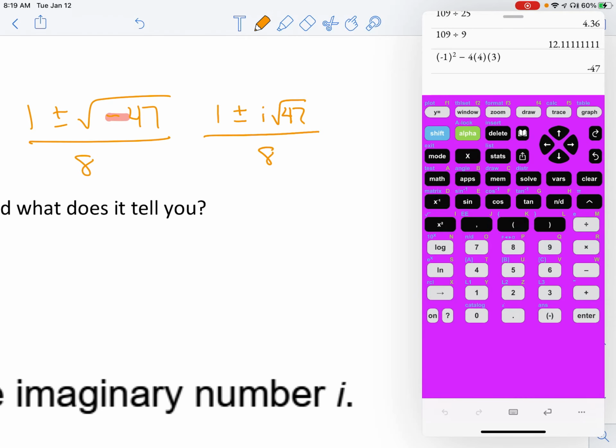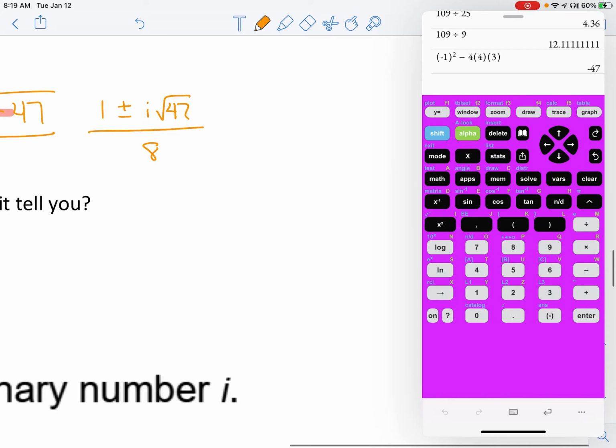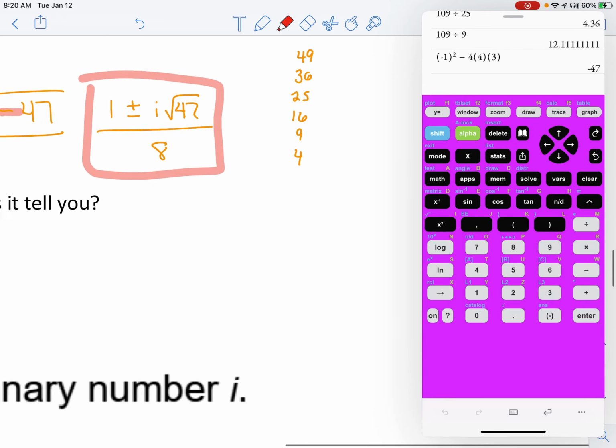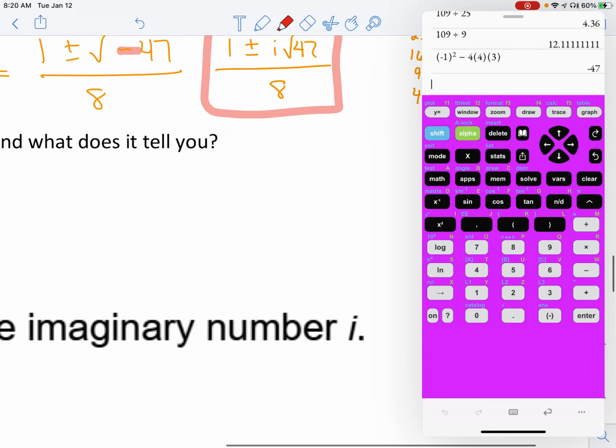Now the only thing we should check is if anything goes into 47. So I can make the list if you want. What would go into 47? I'll just start at 49. 7 squared is 49. Does 49 go in there? No. Does 36 go in there? No. Does 25 go in there? No. Does 16 go in there? No. 9 or 4. So since none of those numbers go into 47, I am done. You might want to find that list from way back when of your perfect squares.